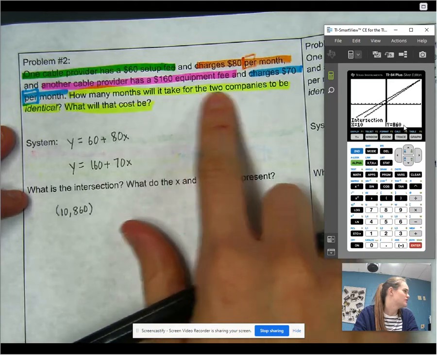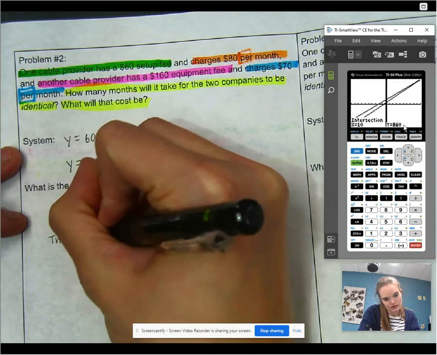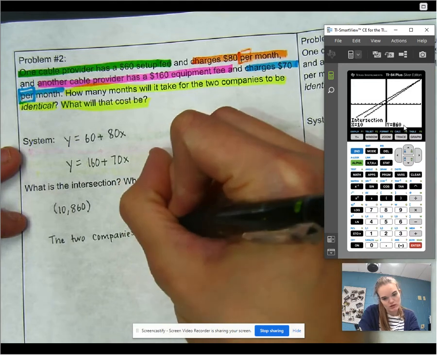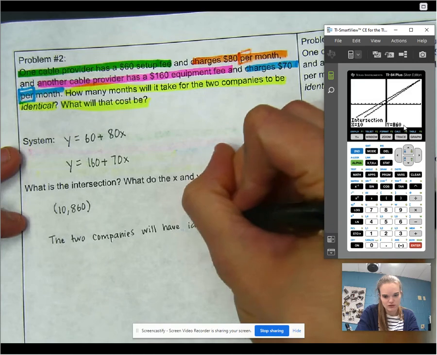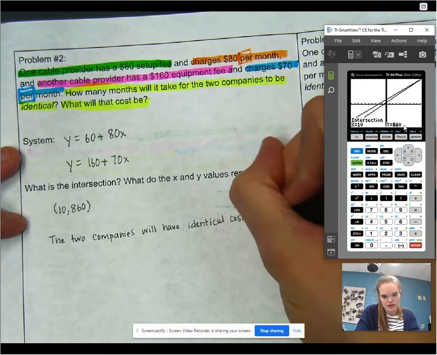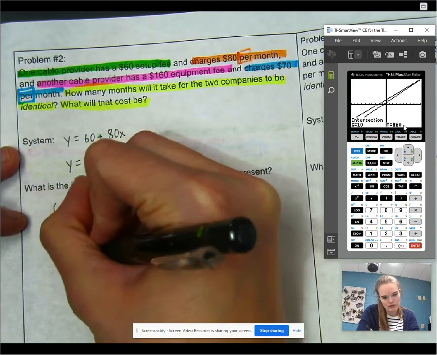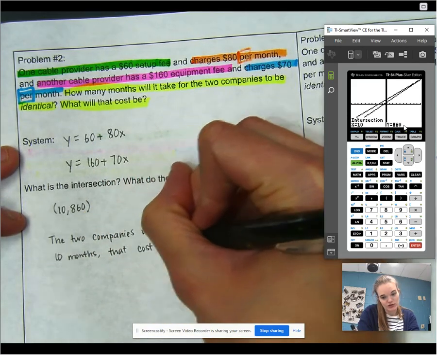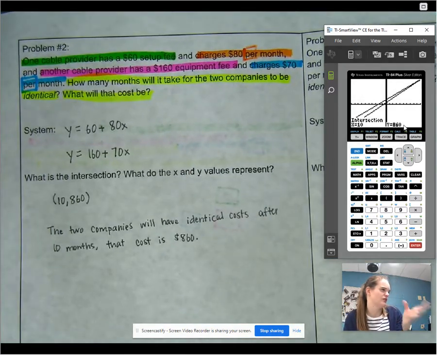How many months will it take for the 2 companies to be identical? The 2 companies will have identical costs after 10 months. That cost is $860. So that's how much cable would have cost you after 10 months, which of course is the combined total. You're not paying $860 a month or anything.